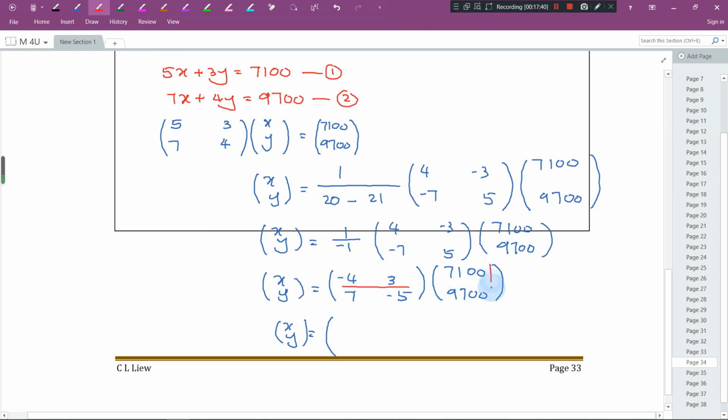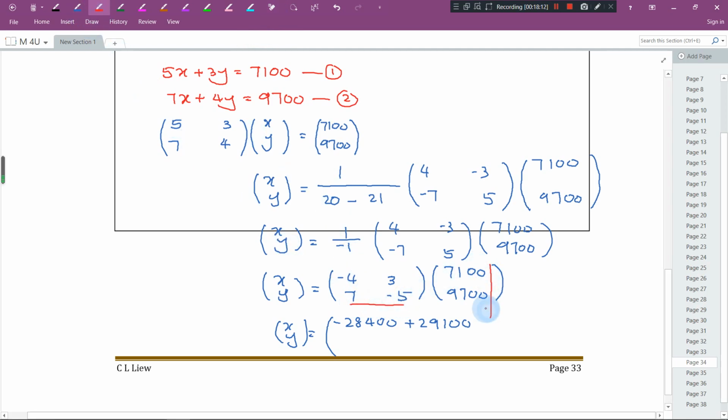First row, first column. Negative 4 times 7100. Okay, you just press your calculator. Negative 4 times 7100, negative 28400. And 3 times 9700, you will get positive 29100. Okay, let's move on to the second row.